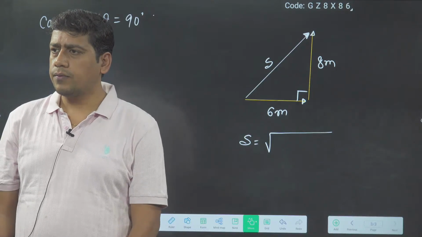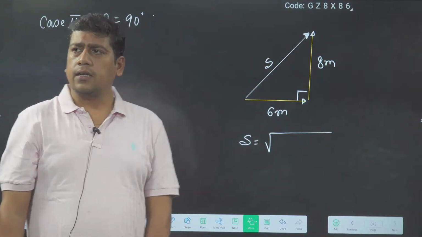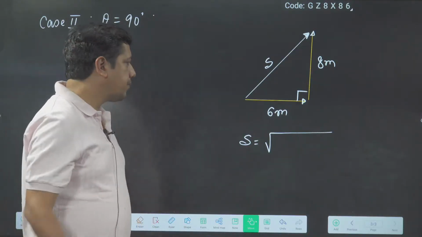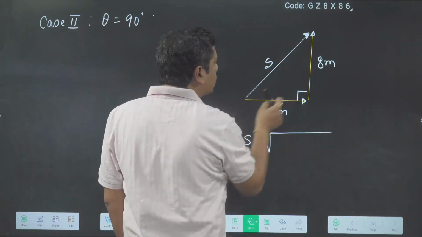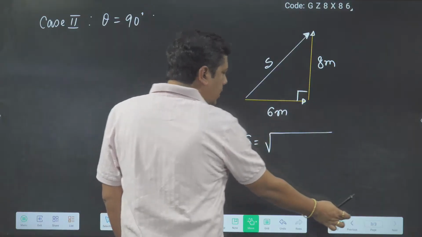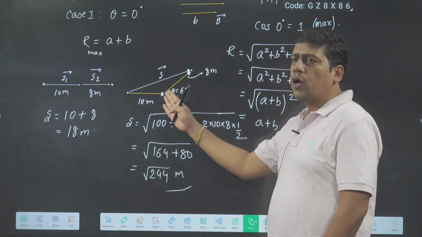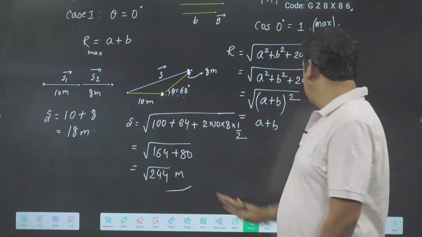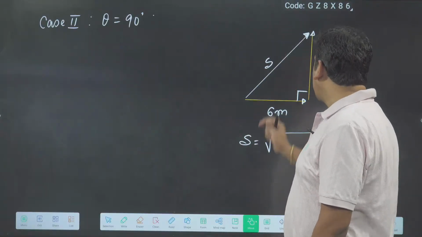Good. Almost everyone got it. Okay, the answer is 10. How do we do it? Pythagoras theorem, because this is 90 degree. In the last case, we should not apply Pythagoras theorem because that was not a right angle triangle, correct? This is a right angle triangle, so we can apply Pythagoras theorem.